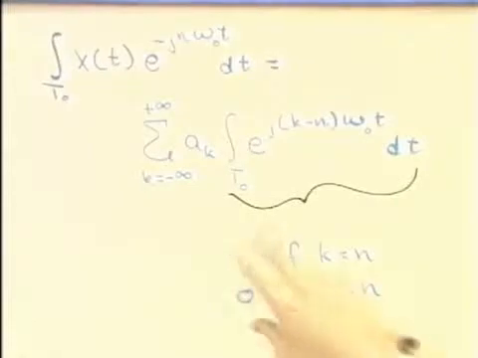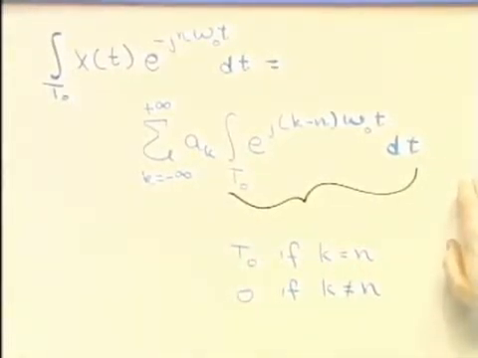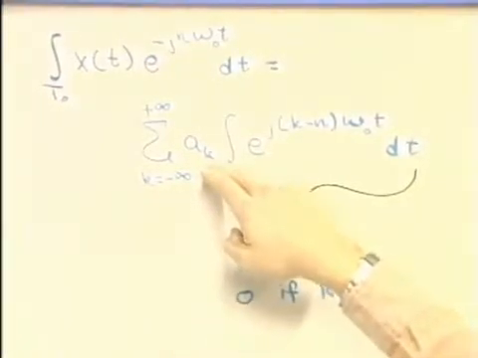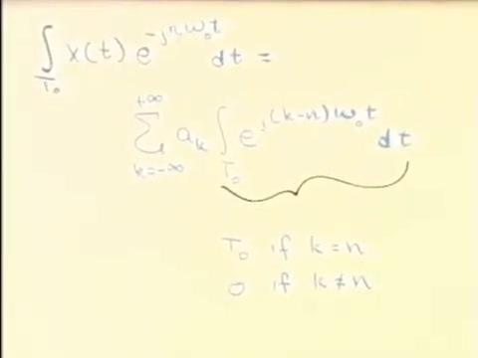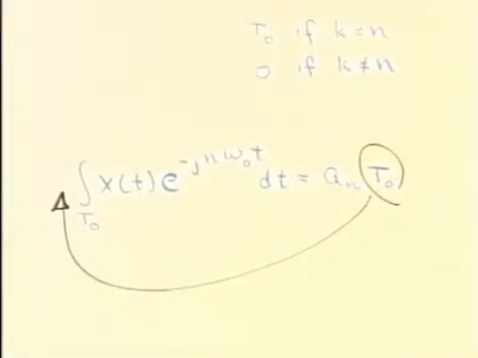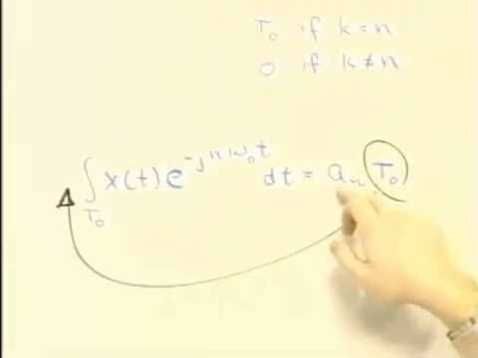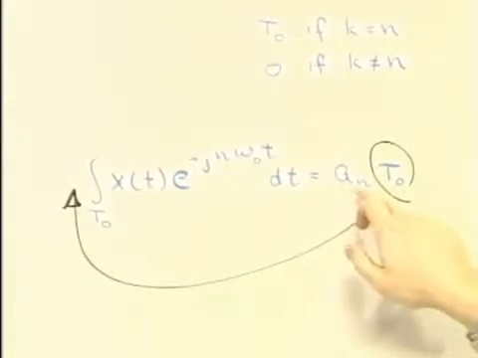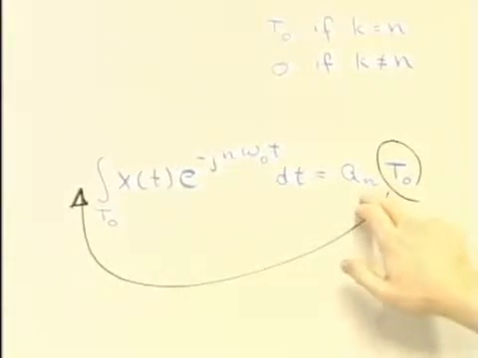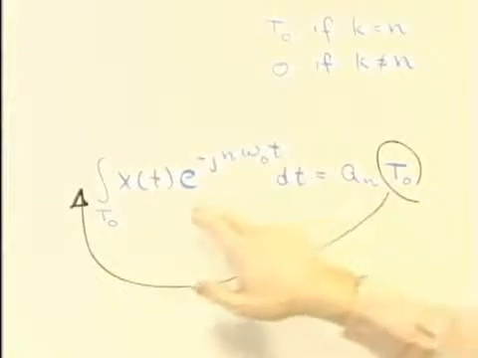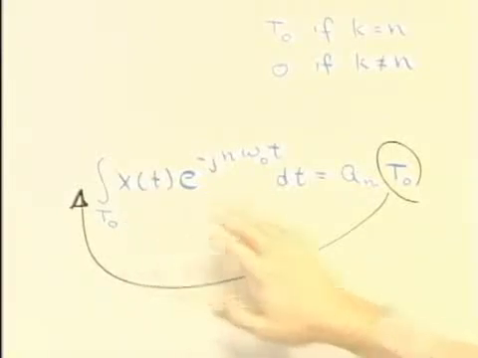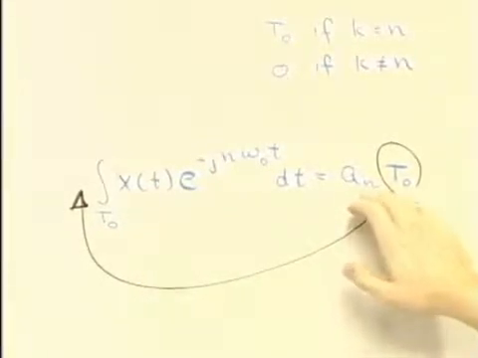And the upshot of all that then is that the right-hand side of this expression disappears except for the term when k is equal to n. And so finally, we have what I indicate here. Taking T0 and moving it over to the other side of the equation, that then tells us how we determine the Fourier series coefficients a sub n, or a sub k. So that, in effect, is what we would refer to as the analysis equation, the equation that begins with x of t and tells us how to get the Fourier series coefficients.